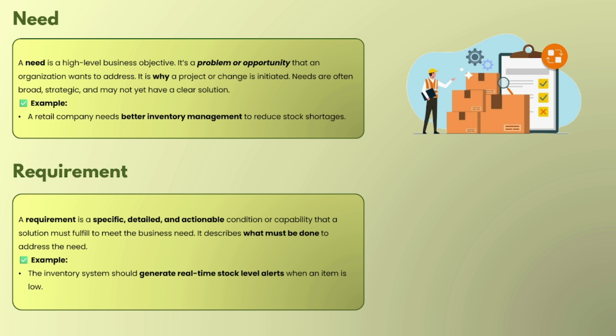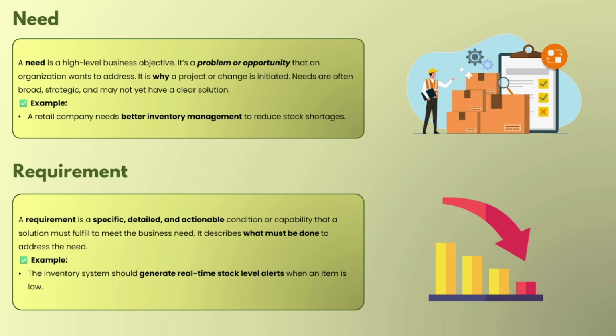In the need, it is just a one-liner statement, means why this project or why they want a change. But in the requirement, it is specific, means it gives a detailed version of the need, and it also mentions some actionable things, means if we follow these particular steps, then the need which is addressed by the business can be solved. So what must be done is addressed in the requirement. Let's see the example, the retail app company.